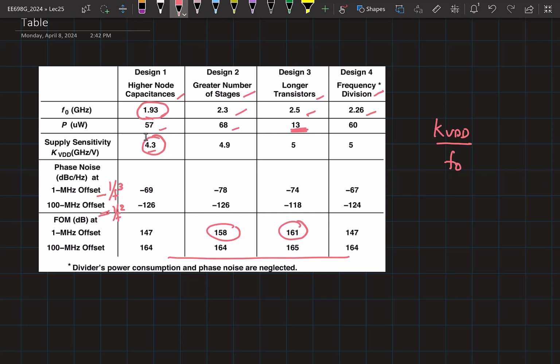Design 2, the power is more than design 4. This they have not considered dividers, power consumption, and phase noise. So this is basically the power at which you started. Now on top of it, you see that the frequency is also higher. I guess they should have considered it, because if they have not considered it.